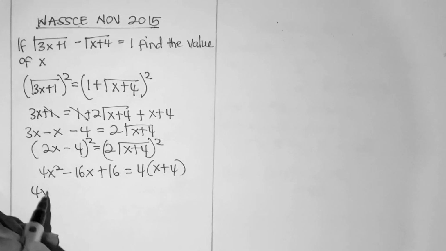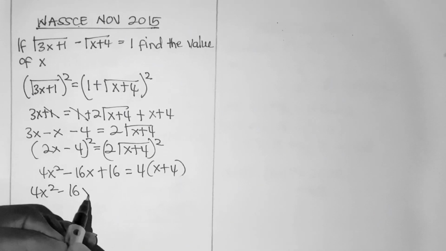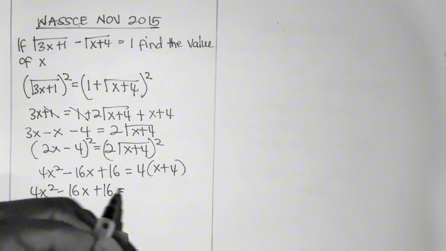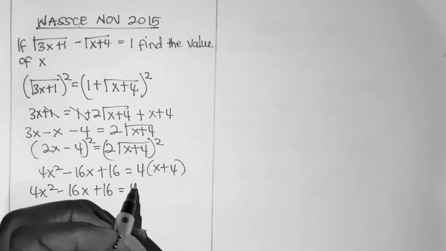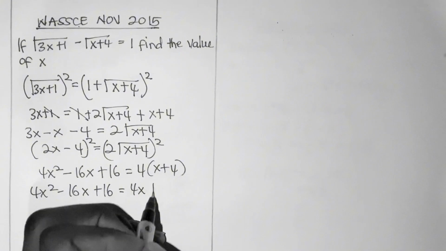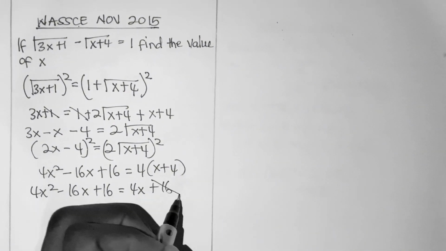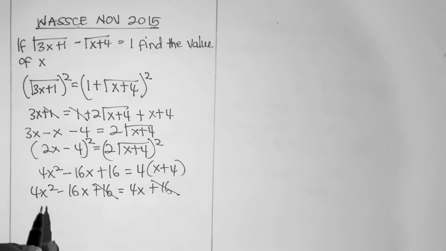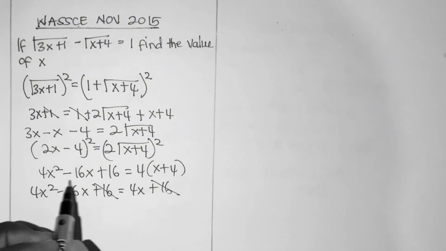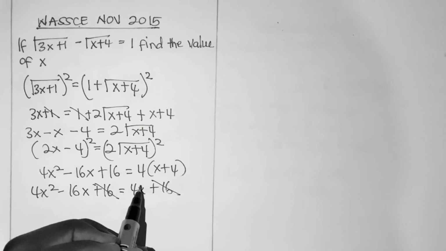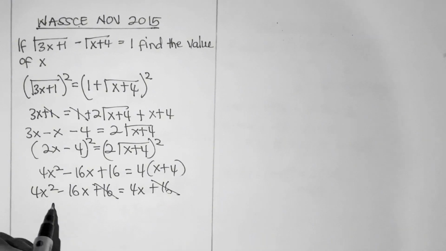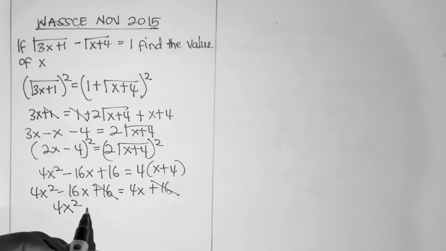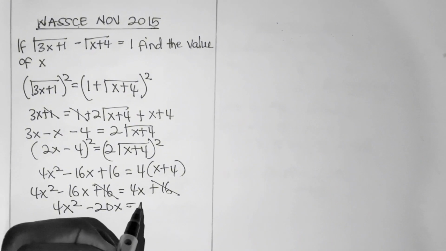So this becomes 4x squared minus 16x plus 16 equals 4 times x is 4x, and 4 times 4 is 16. You see that this 16 and this 16 will cancel out. Now if you bring 4x to the left hand side, it becomes minus 16x minus 4x, which becomes minus 20x. So we have 4x squared minus 20x equals 0.